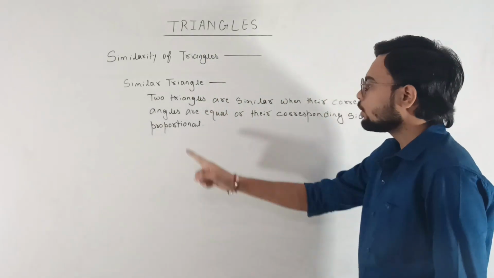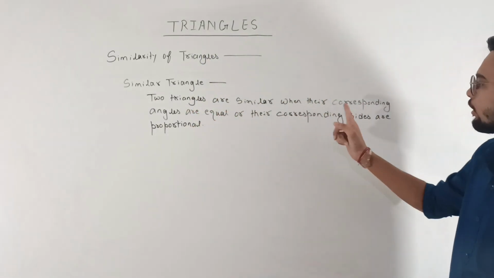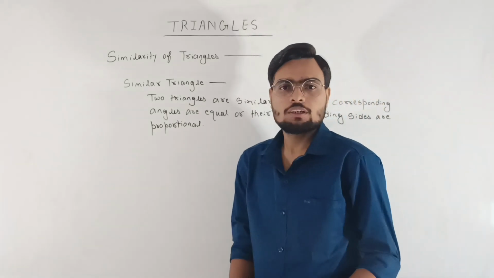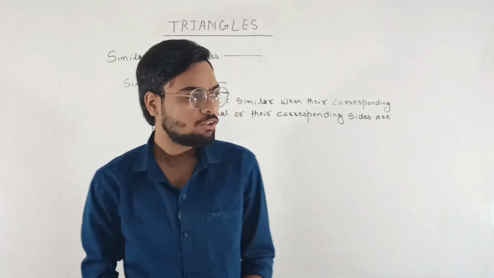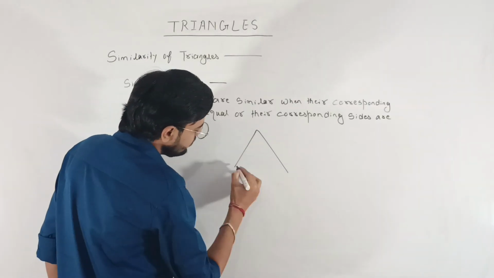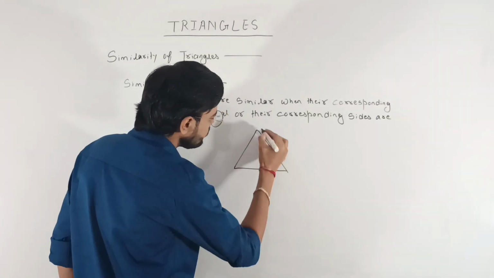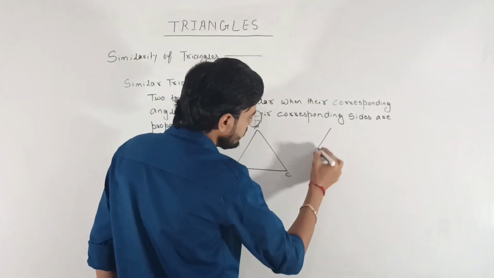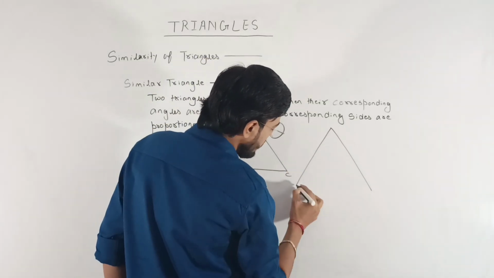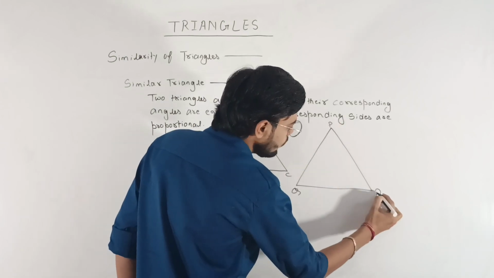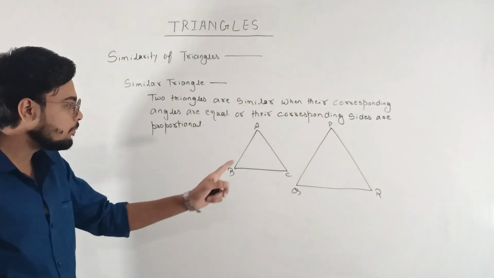So look at the definition. Two triangles are similar when their corresponding angles are equal or their corresponding sides are proportional. Look, suppose we have two triangles ABC and PQR. I have two triangles. This is my triangle A, B, and C, and this is my triangle PQR. Now we have two conditions for similarity of triangles.